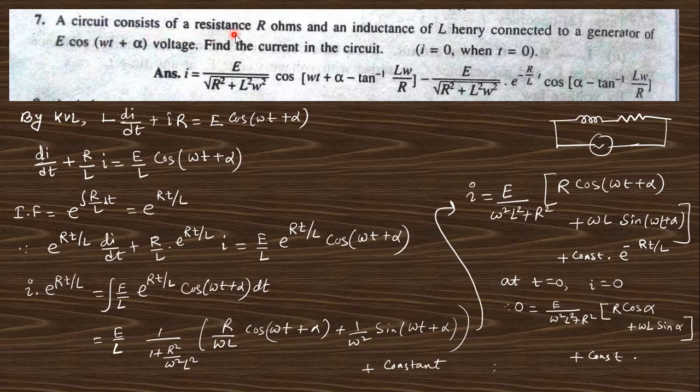A circuit consists of resistance R ohm and inductance L, with the resistance and the inductance L connected to a generator. This is the voltage source. Here the voltage source is changeable, right. Find the current of this circuit. The initial condition is given here.